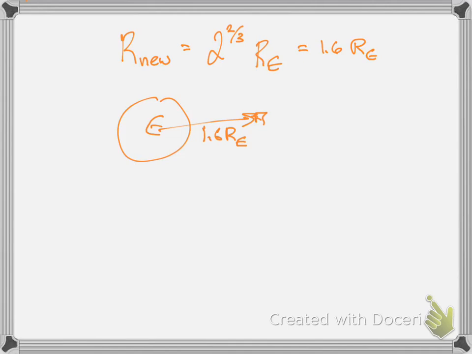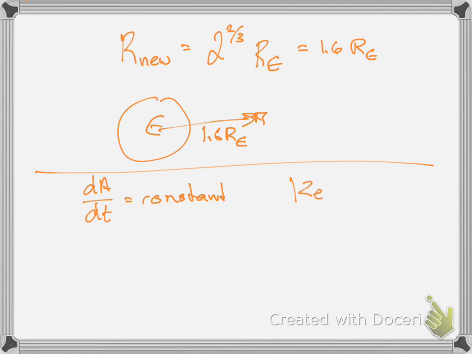So that's Kepler's third law. Let's move back to Kepler's second law. Equal areas in equal time, dA/dt equals a constant. Kepler's second law. Just want to justify this one. There's a quick mathematical derivation we can do to justify this one.